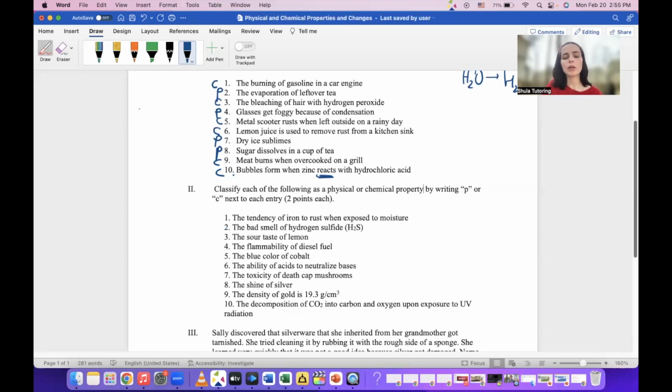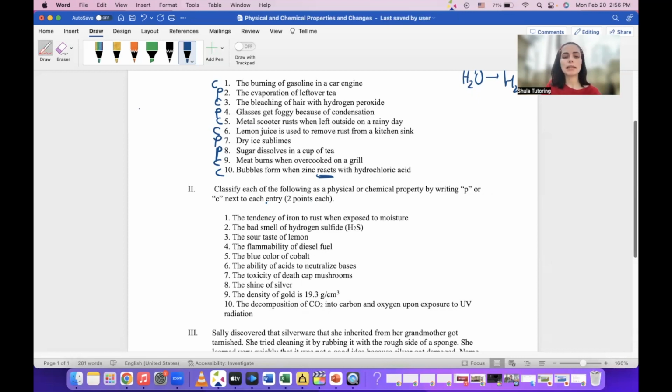Classify each of the following as a physical or chemical property by writing P for physical or C for chemical next to each entry, 2 points each. So physical property is a property that substance will display without changing its composition. Chemical property is a property that substance will display when changing its composition.